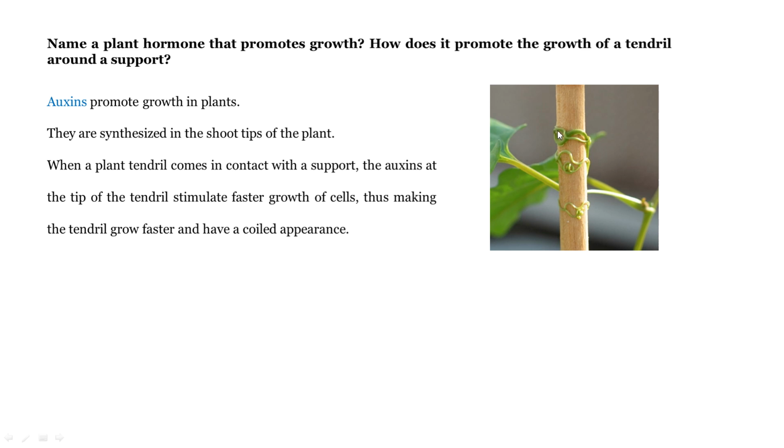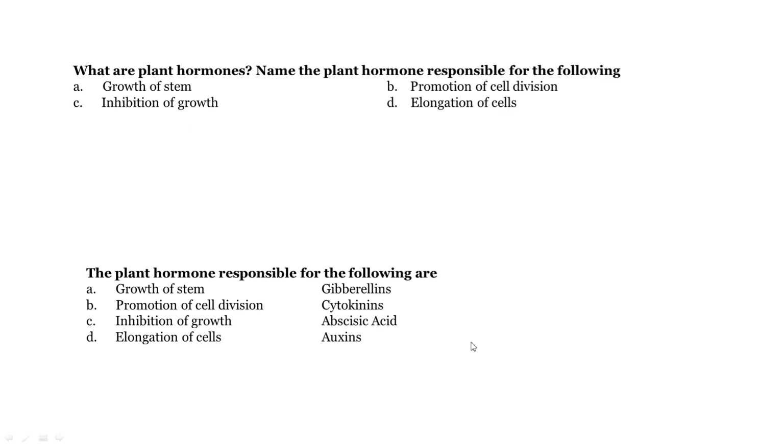These auxins are synthesized in the tip of the plant, and when the plant tendril comes in contact with the support, the auxins at the tip of the tendril stimulate faster growth of the cells, thus making the tendril grow faster and have a coiled appearance. So auxins at the tip of the tendril stimulate the growth of the cells, and this makes the tendril grow very fast with a coiled appearance.